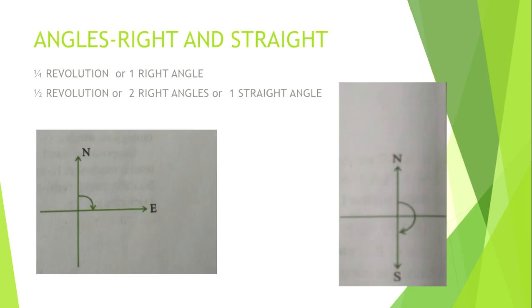In geography, you must have studied about the four main directions, that is north, south, east and west. Today we will use this knowledge of directions to learn about angles. In this first figure you can see north direction is there. If you stand facing north direction and clockwise you will take one right turn, then now you will be facing east direction. If you again take one more right turn, you will be facing in south direction.